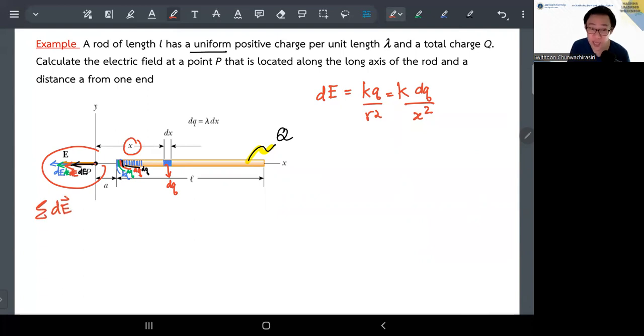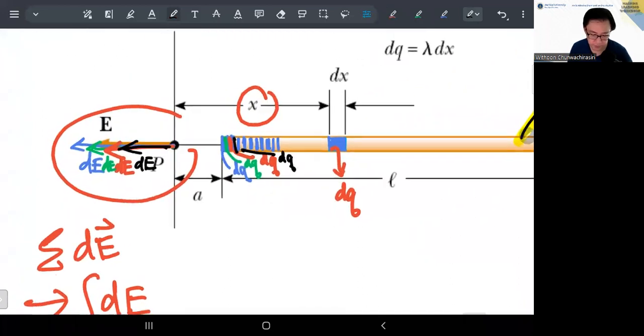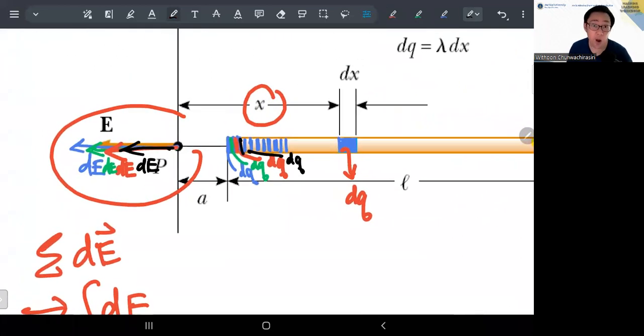But when you do the dE in the differential form, it's infinitesimally small, super, super small. That summation turns into an integral, and that's exactly what you did back in the day. All you need to do is just integrate this. With me here? The reason this problem is still simple, you see this? All of the dE that you got from the dq inside the rod always point to your left. They're all pointing in the same direction.